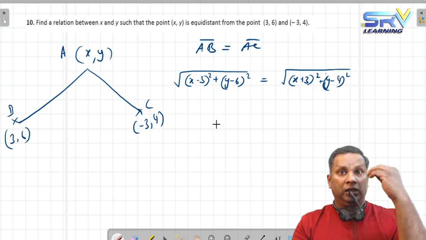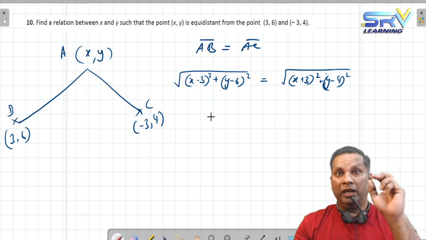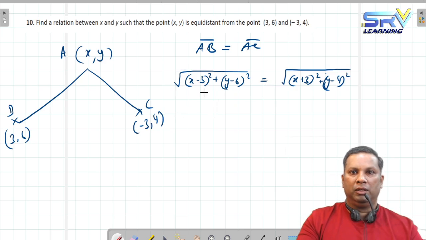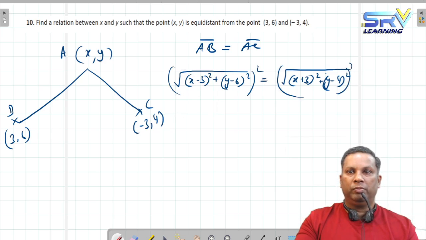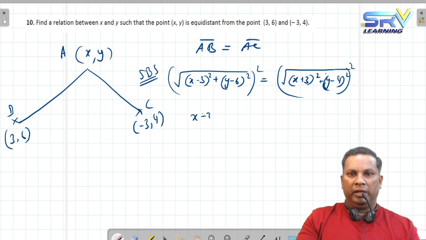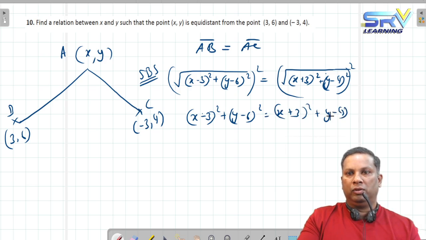He is not asking you to find values of x and y, right? He is asking you the relation between x and y. That we will get. Now we have to get rid of these roots. So square on both the sides. Apply square on both the sides. So yes, the roots are gone. It is x minus 3 whole square plus y minus 6 whole square is equal to x plus 3 whole square plus y minus 4 whole square.